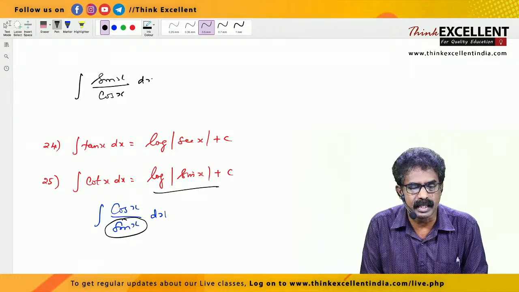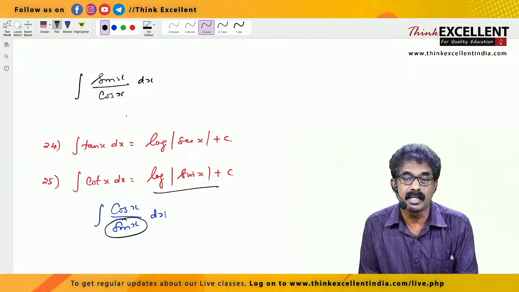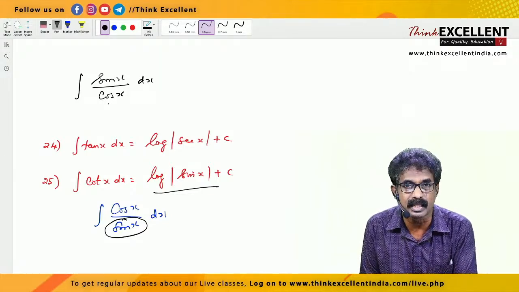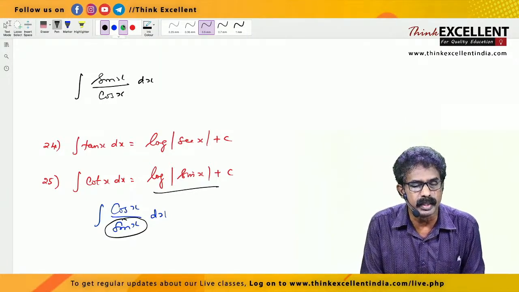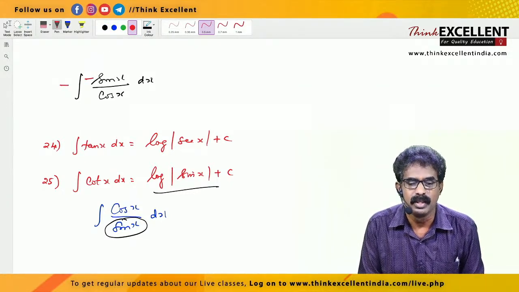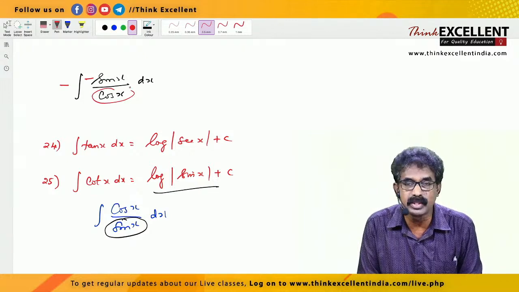Tan x is sin x by cos x. See the denominator cos x. Cos x derivative is minus sin x. But only the minus sign is missing. So we need a minus extra here, right? So we put a minus here and a minus outside. So now the denominator's derivative is in the numerator.